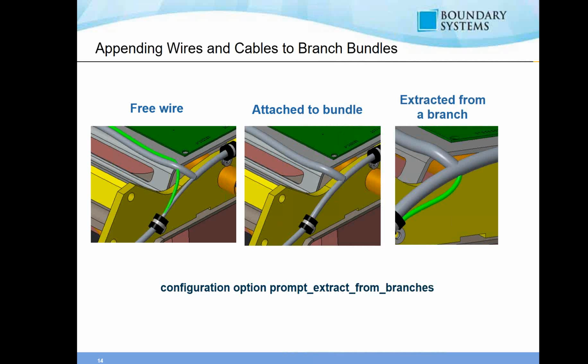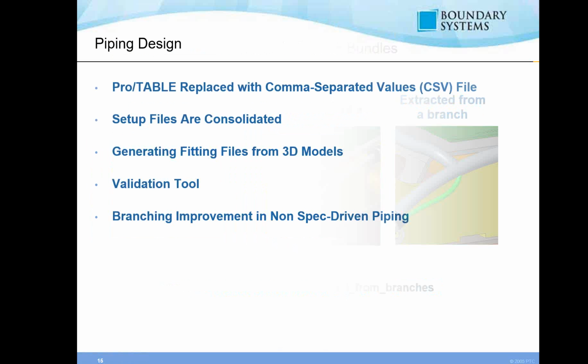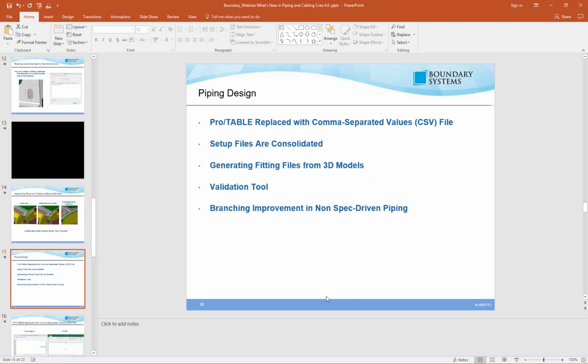Okay, so next is appending wires and cables to bundle branches. So initially, and if we have this condition where we have a new wire we just routed and we want it to be inside of the existing bundles, so we have a free wire, we can actually attach that wire to the bundles that already exist. And if you utilize the config option prompt_exact_from_branches, then you actually have options associated with which bundles it goes into and which not. Okay. So let me show you that real quick.